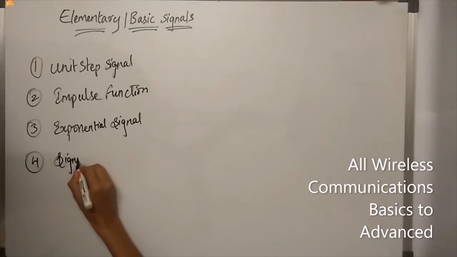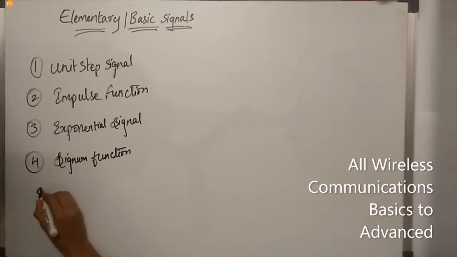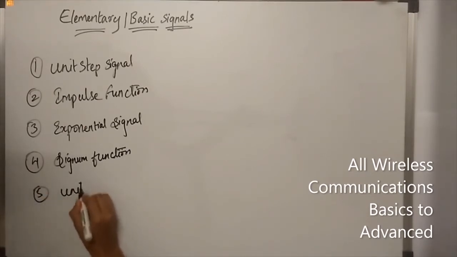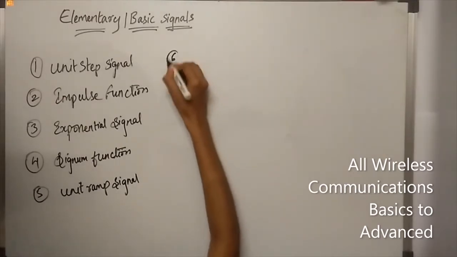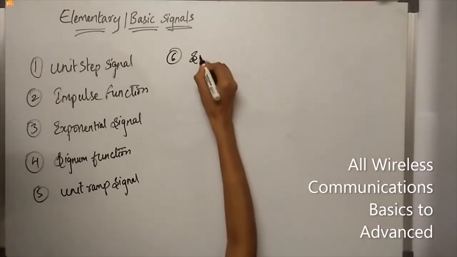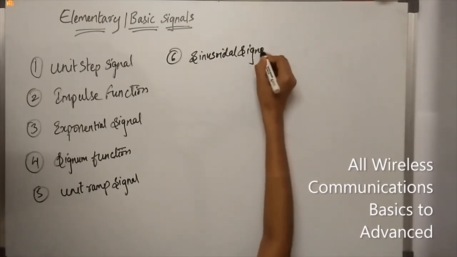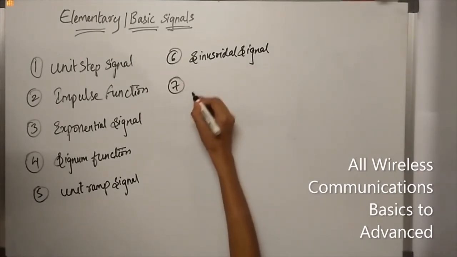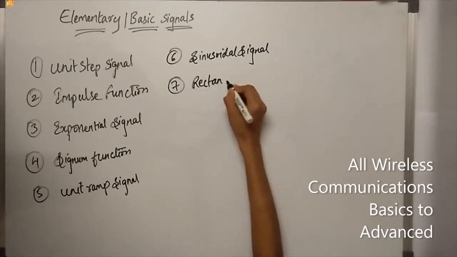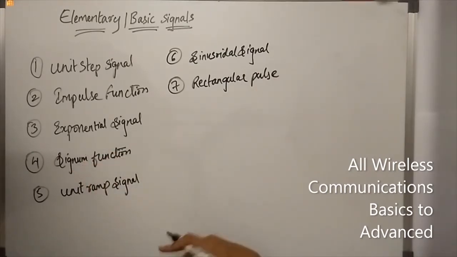Fourth one, signum function. Fifth one, unit ramp. Sixth one, sinusoidal signal. Seventh one, rectangular pulse. So we have seven different kind of basic signals.